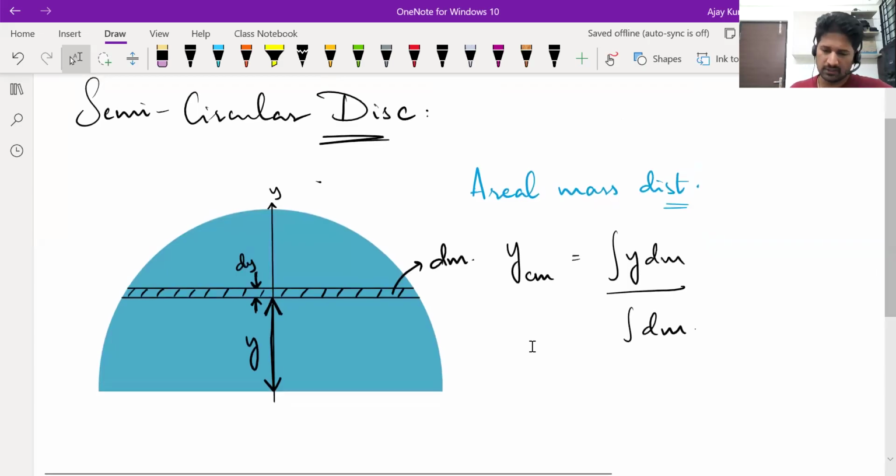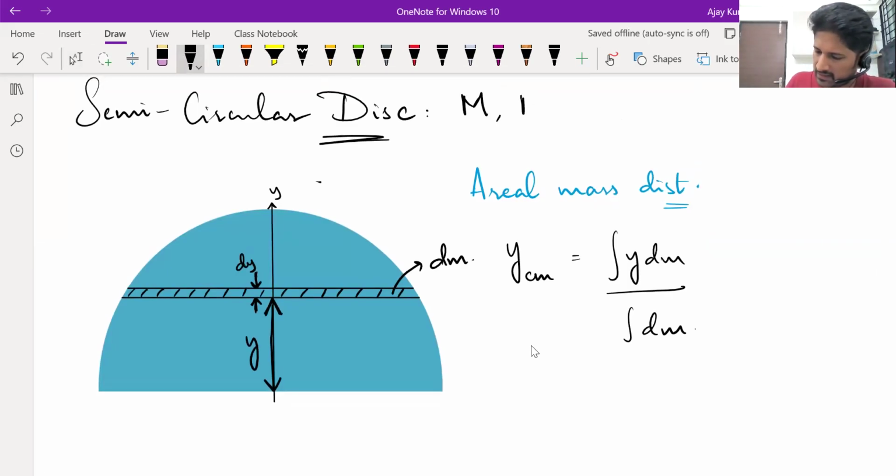Suppose this semicircular disk has a mass m and its radius is r. Our aim now is to derive the position of its center of mass. In the last class itself, we had discussed that this has a line of symmetry, the y-axis, as you can see, and the center of mass lies somewhere on the y-axis. We know that if any system has a line of symmetry, center of mass lies on that line.